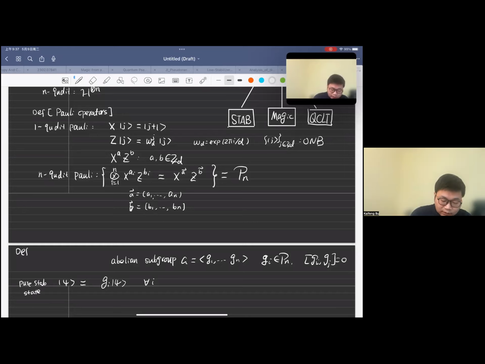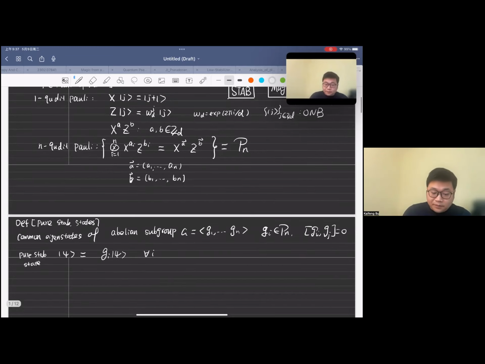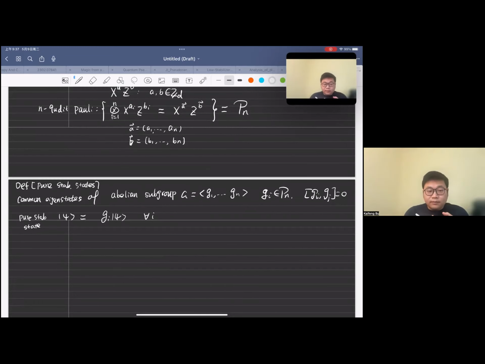So the definition of a pure stabilizer state is just a common eigenstate of some abelian subgroup of Pauli operators. This means if you have a different abelian subgroup of Pauli operators, it corresponds to a different stabilizer state. And this is the Dirac notation, psi. This psi is just a vector in the Hilbert space with unit norm.